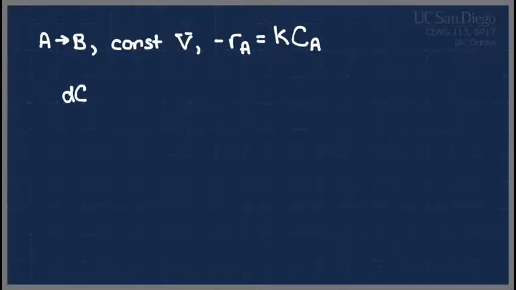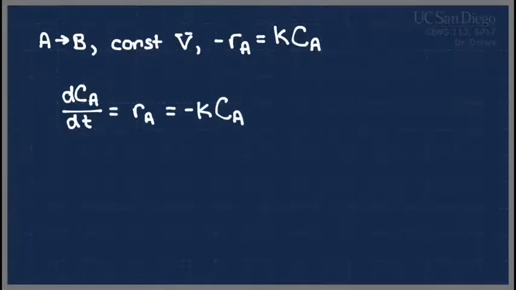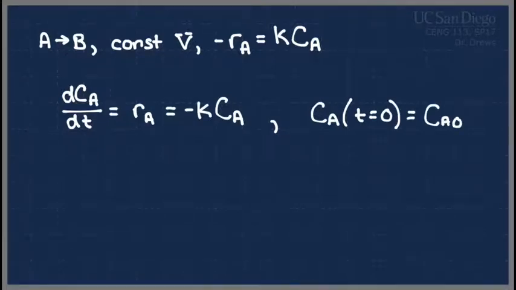And so we can plug that into dCA/dt is equal to RA, which is then equal to minus K CA. All of these have to have some kind of an initial condition. So for example, CA at t equals 0 is equal to CA0. Again, the stoichiometric table will come in handy right here because CA0 is probably in your stoich table somewhere.